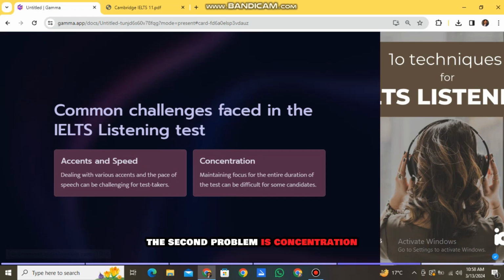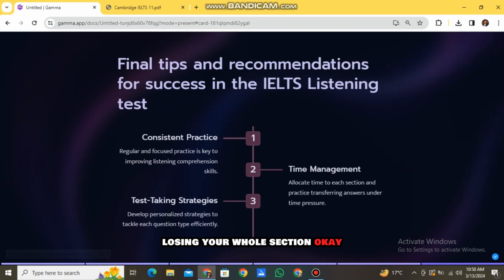The second problem is concentration. Because this test will continue for 30 minutes, and in those 30 minutes you should be very sharp and very active. A 1 minute mistake could cost you your 65,000 rupees, because if you miss one answer, that could result in losing your whole section. Okay, so try focusing.